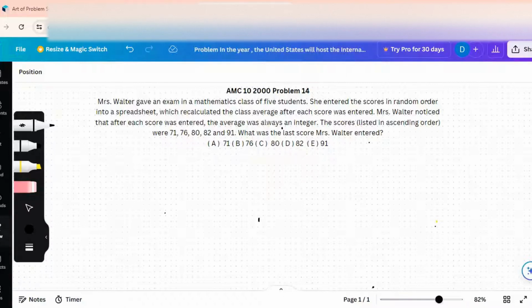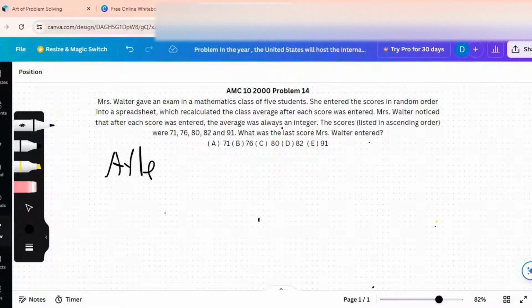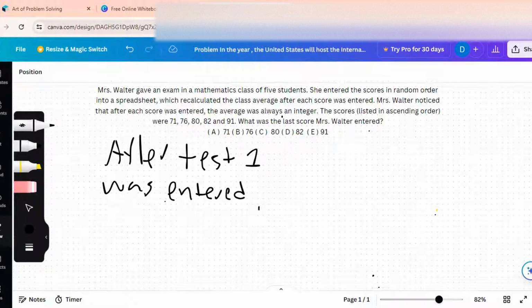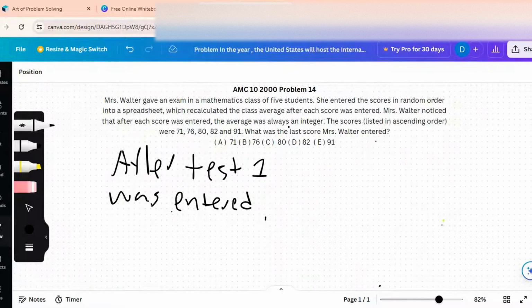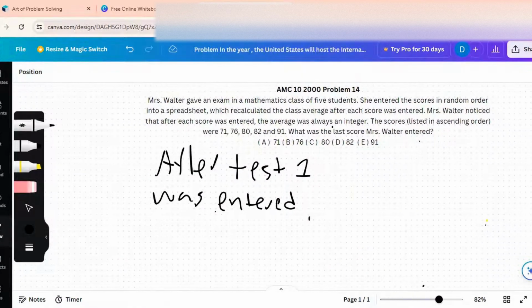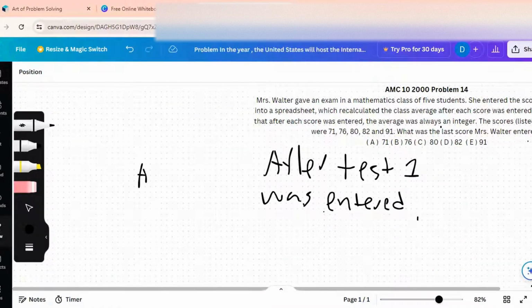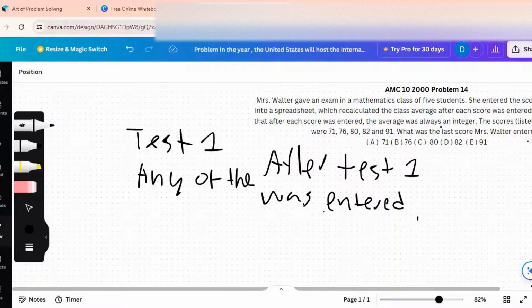So after the first test was entered, we have restrictions starting because the first test can be any of the 5 numbers. So test 1, any of the 5 numbers, because anything is divisible by 1.